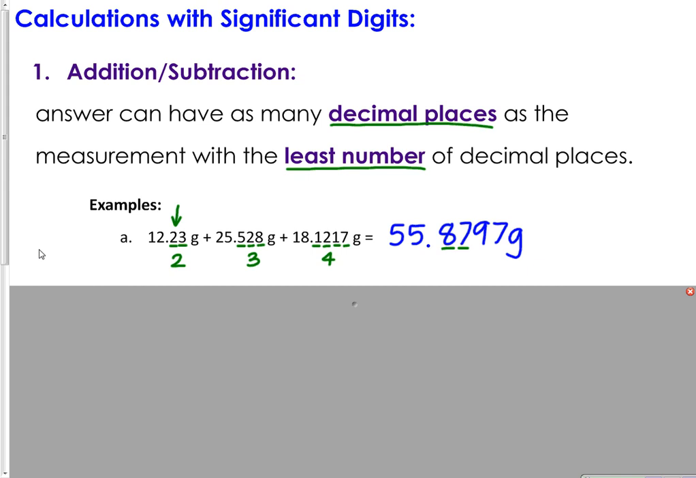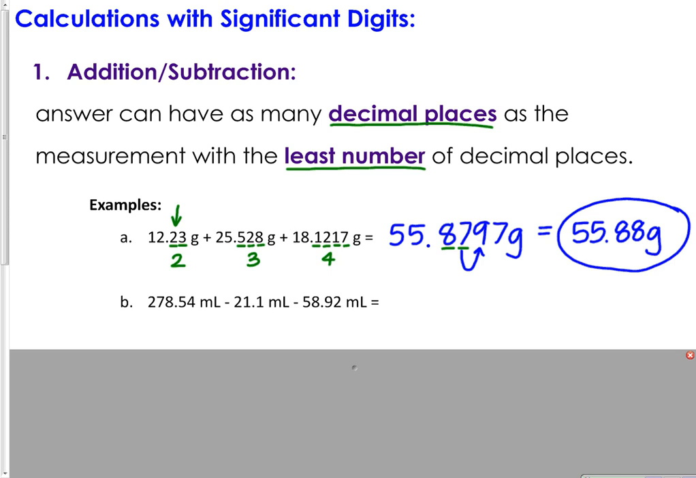Now, I can't just erase the 9 and the 7. I have to look. Since what is sitting next to the 7 is a number 5 or higher, I will have to round this off to 55.88 grams. Now, my answer has 2 decimal places, and it's been rounded appropriately.